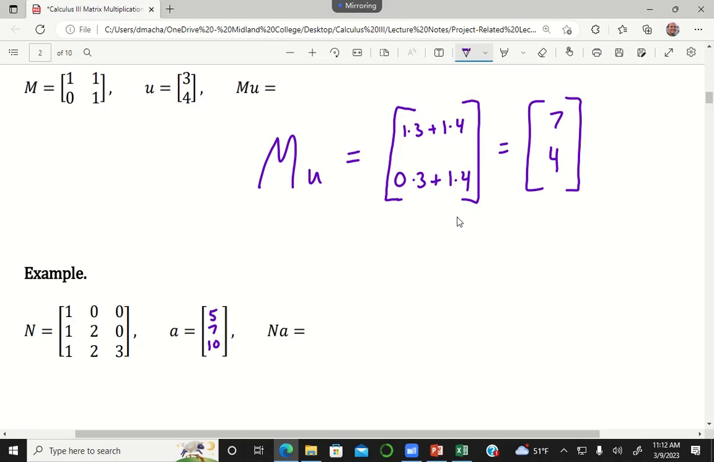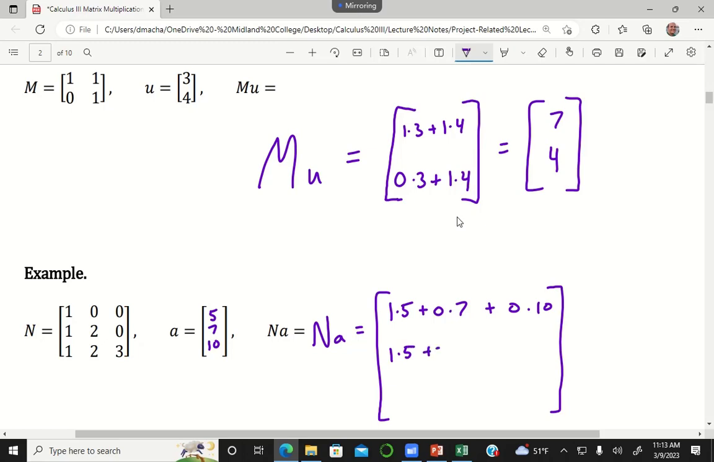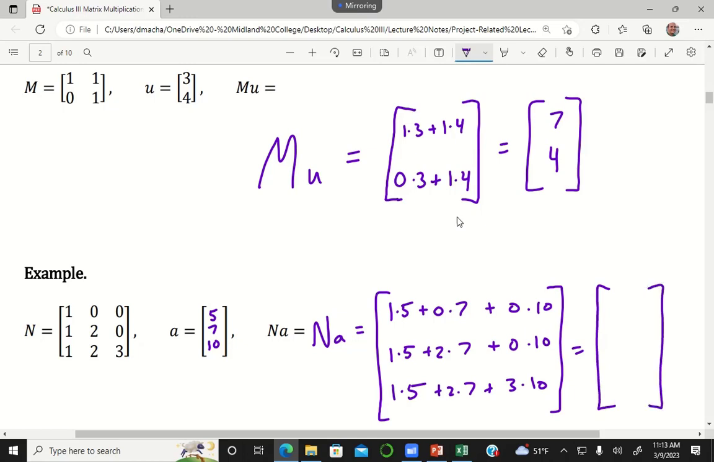So if I'm looking at the matrix N and the vector A, then the matrix vector product N times A is going to be a vector with 3 entries, and the first is going to be 1 times 5 plus 0 times 7 plus 0 times 10. And then the next entry is going to be 1 times 5 plus 2 times 7 plus 0 times 10. And then the third entry is going to be 1 times 5 plus 2 times 7 plus 3 times 10. So altogether, the matrix vector product is going to be 5, 19, 49.